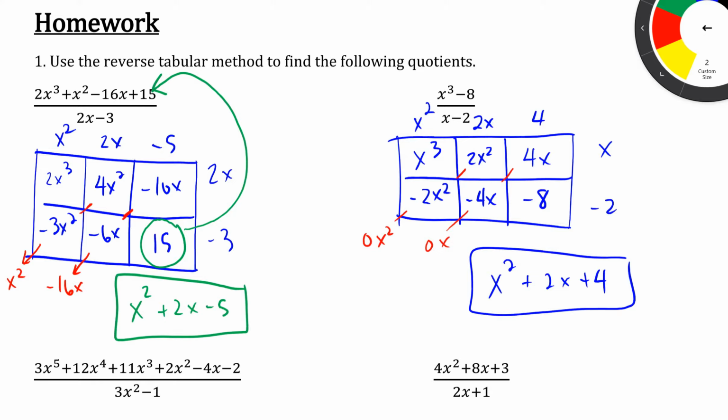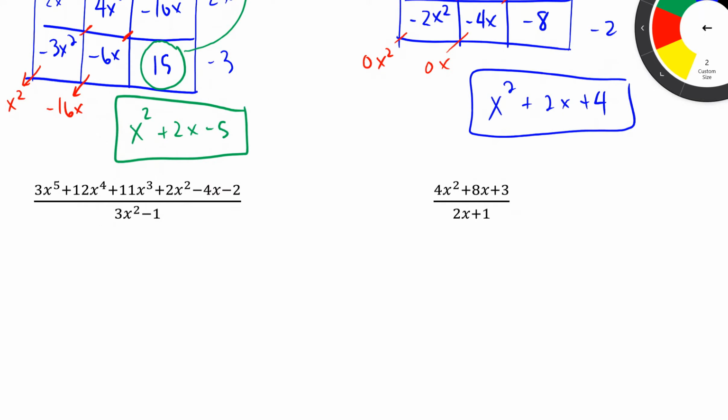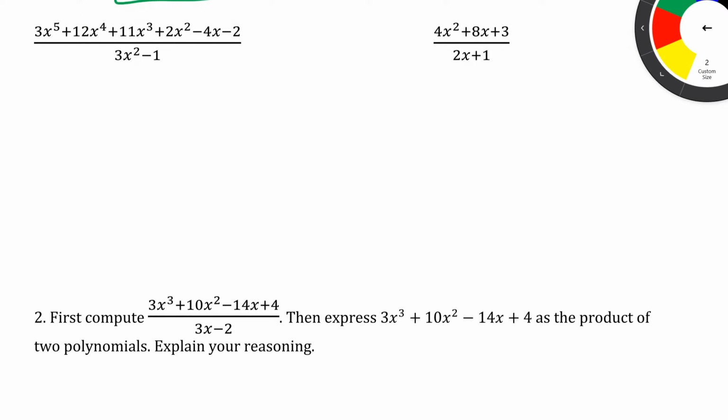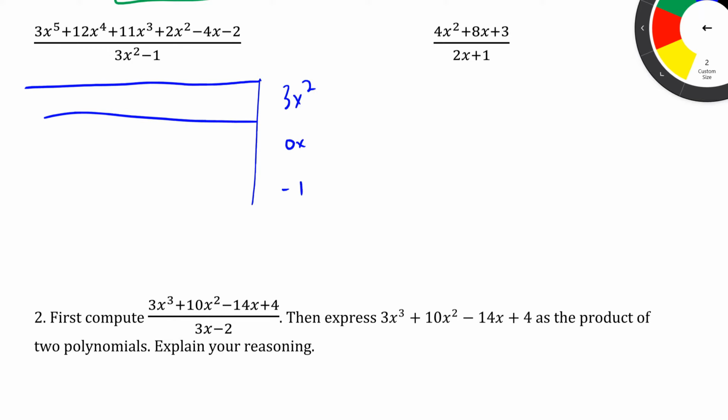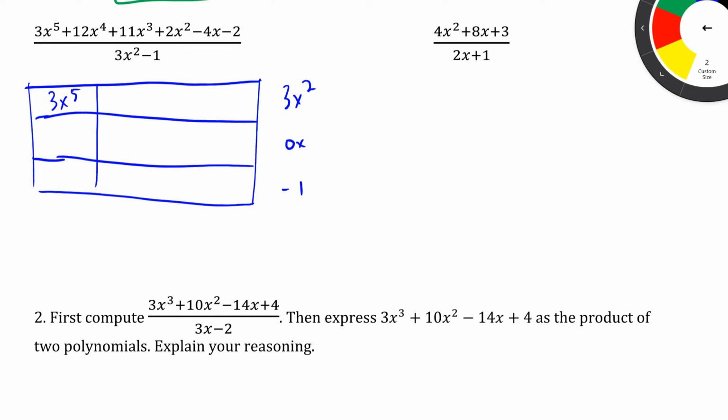All right, let's take a look at one that just has more terms. Again, I know I even said this possibly in class. It's not that this question is more difficult, it's just more steps. So there's more things to think about. We're going to start here with our 3x squared. I'm going to put in my placeholder of 0x since I don't have an x term, and negative 1. And I know that my first term here is going to be 3x to the 5th power, so that makes this just x cubed.